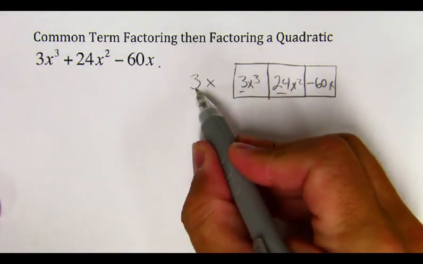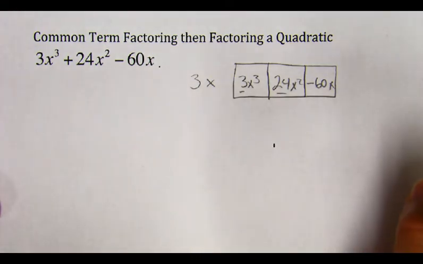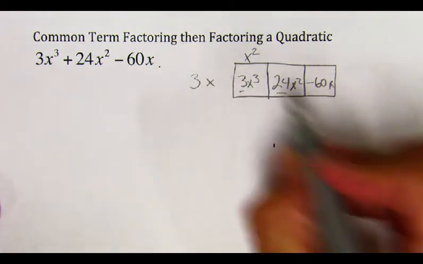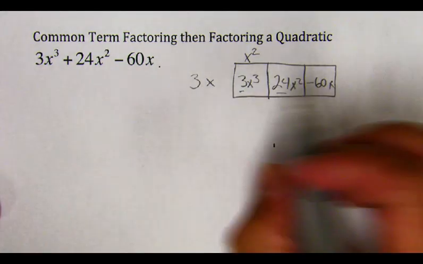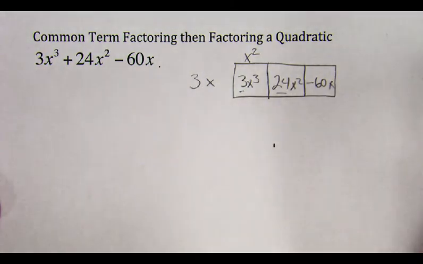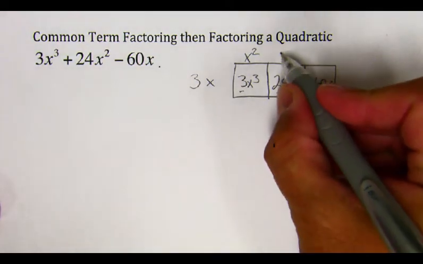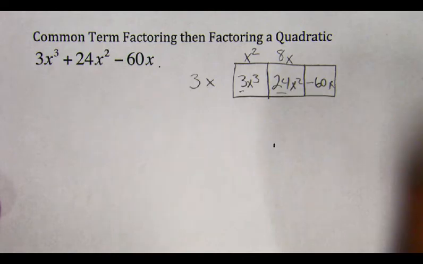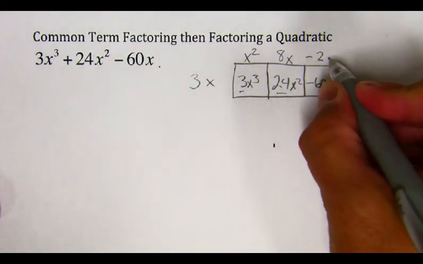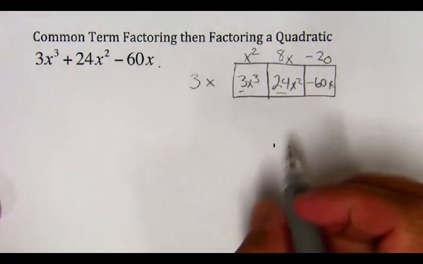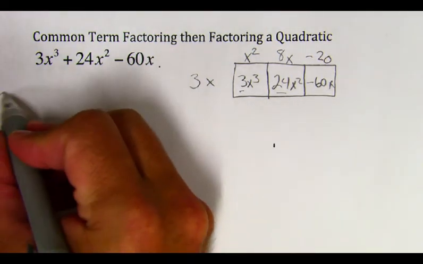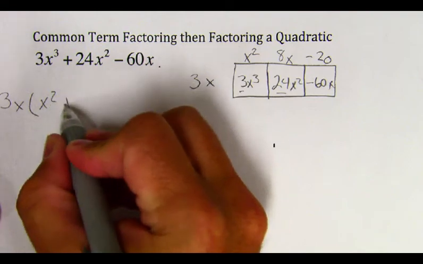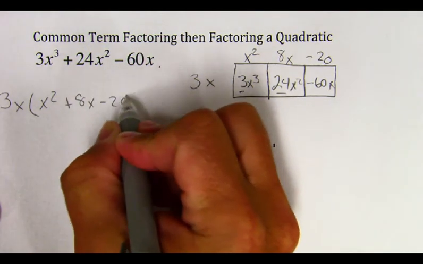So then I ask 3x times what gives me 3x to the third, and that's x squared. 3x times what gives me 24x squared, and that's going to be 8x. And 3x times what gives me negative 60x, and that's going to be a negative 20. So then I have a factored form of 3x times x squared plus 8x minus 20.